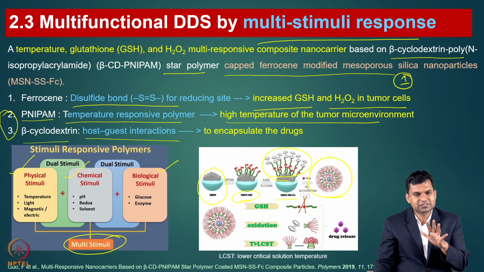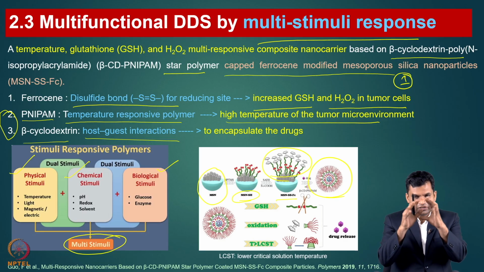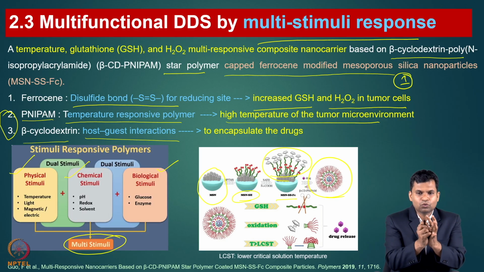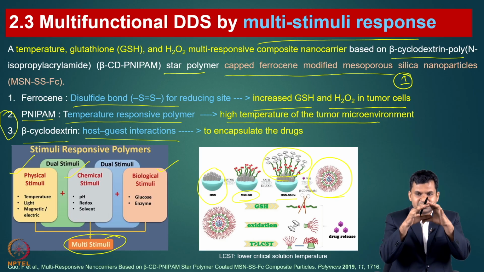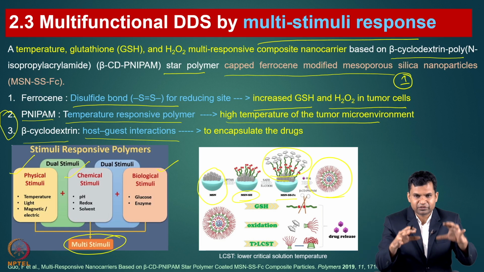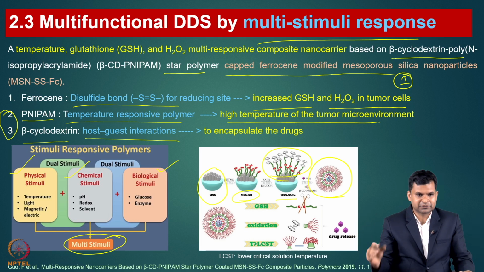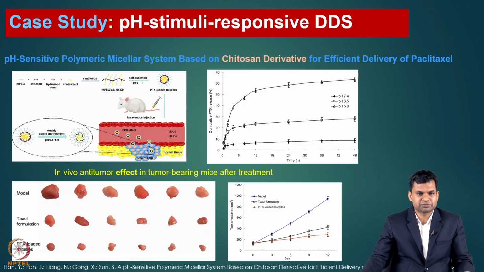So, now try to understand this. First of all, we have a mesoporous silica nanocarrier, which will hold the drugs, and after that we are modifying it with the ferrocene to conjugate the polymer. So, with one system we can expect multifunctional systems. Here is one more case study for more understanding.